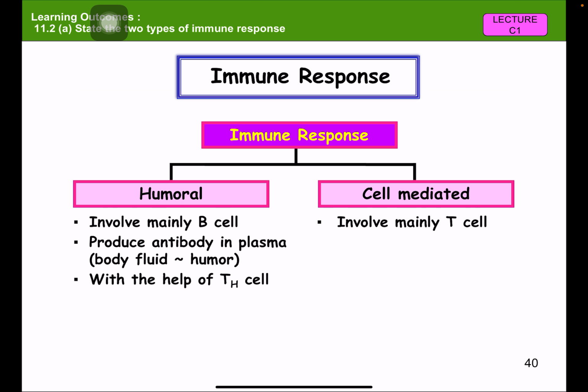So the humoral immune response mostly involves the B cells, which will produce the antibody, and this antibody will be secreted into the body fluid. That's why we call it humoral, from body fluid, with the help of the T helper cell. The cell-mediated response usually mainly involves the T cells.